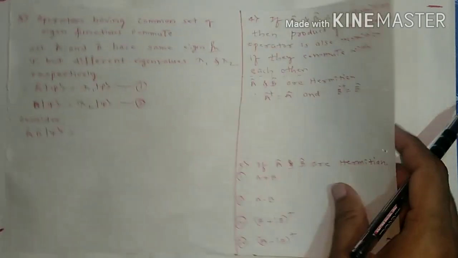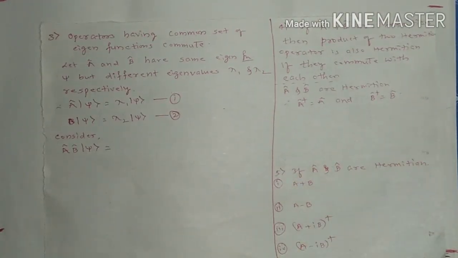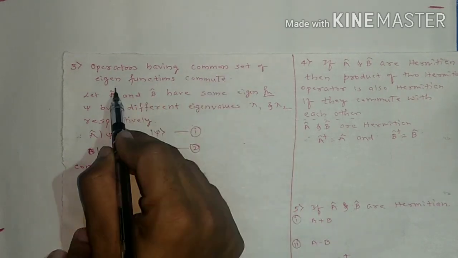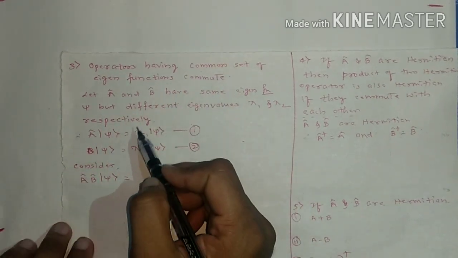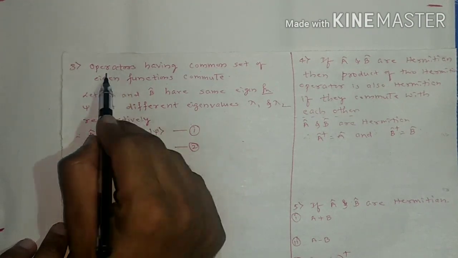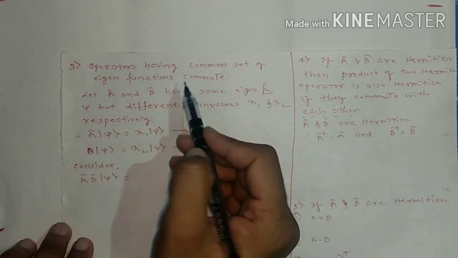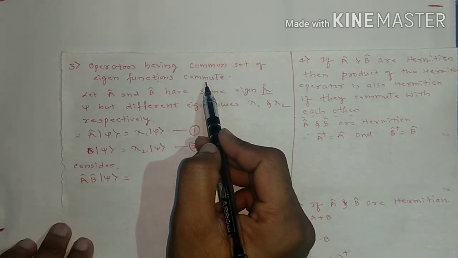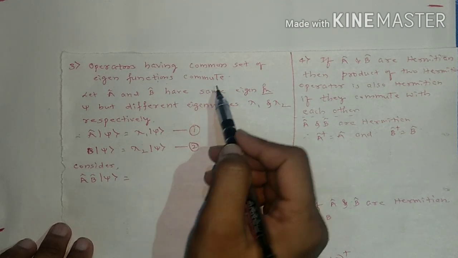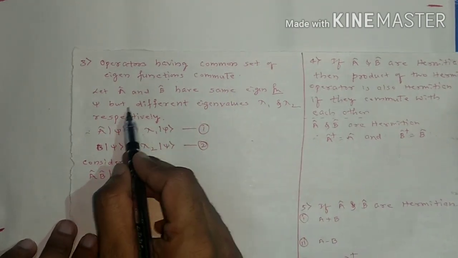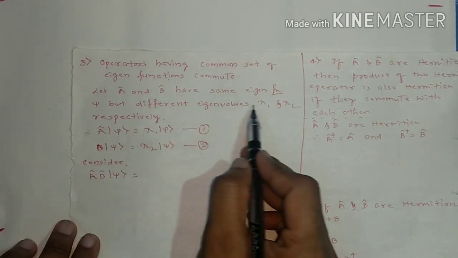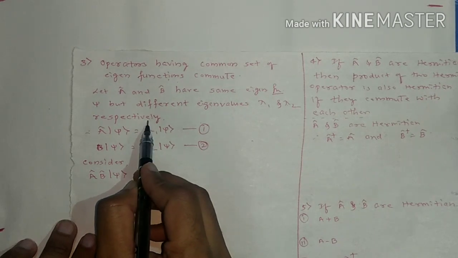The third theorem is: operators having a common set of eigenfunctions commute. So if we have two Hermitian operators, and they have a common set of eigenfunctions, then both the operators commute. Let A and B have the same eigenfunctions psi but different eigenvalues lambda 1 and lambda 2 respectively.